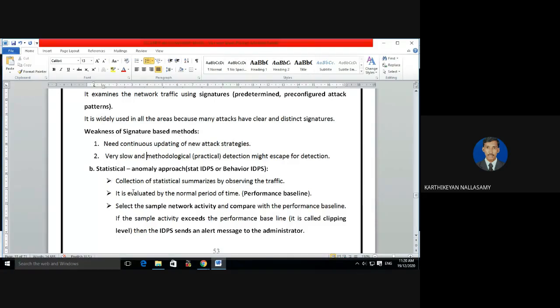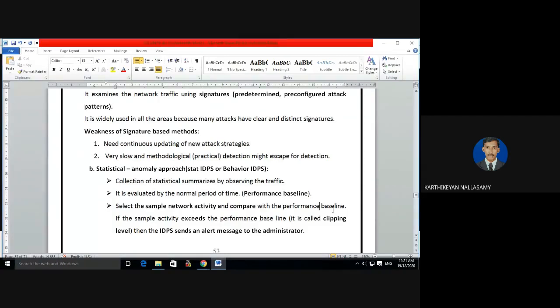So it is the collection of statistical summaries by observing the traffic. We are going to predict whether this kind of behavior is an attack. You collect it and evaluate it based on your existing summary. Already you have summarized, no? So from that, you compare with your existing data, then you predict. For example, select the sample network activity and compare with your performance baseline. For example, a packet is received, and I want to check whether this kind of header is the normal header, or maybe the attacking header.